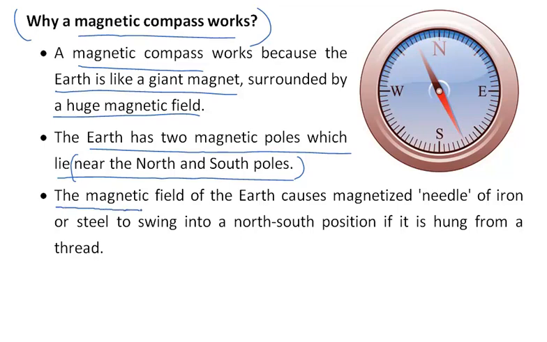It is the magnetic field of Earth which acts on the needle of the compass. The needle of the compass is magnetized, made of steel or iron. The magnetic field of Earth is the reason behind the rotation of this iron needle, which swings in the north-south direction only. Generally, this red painted portion always points towards the north of the Earth.